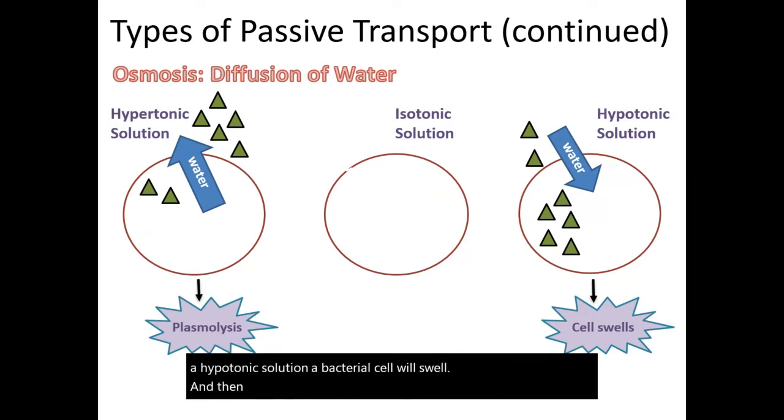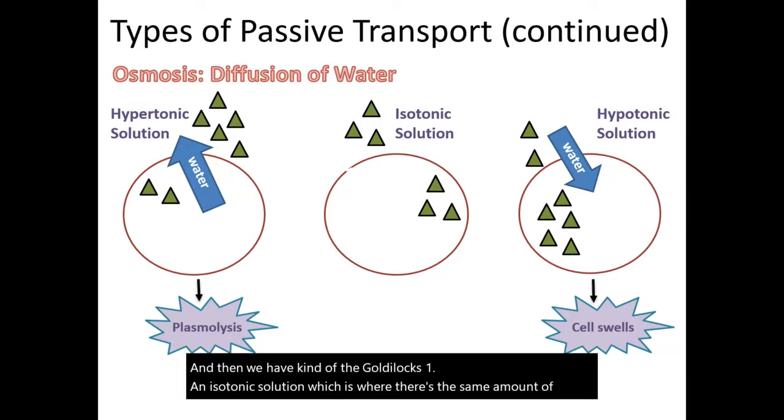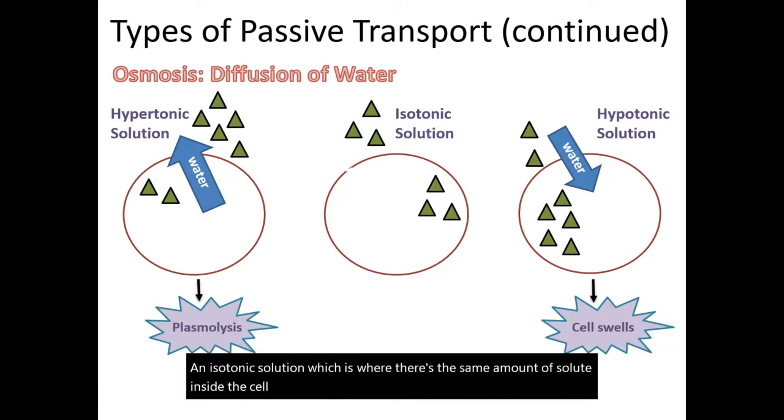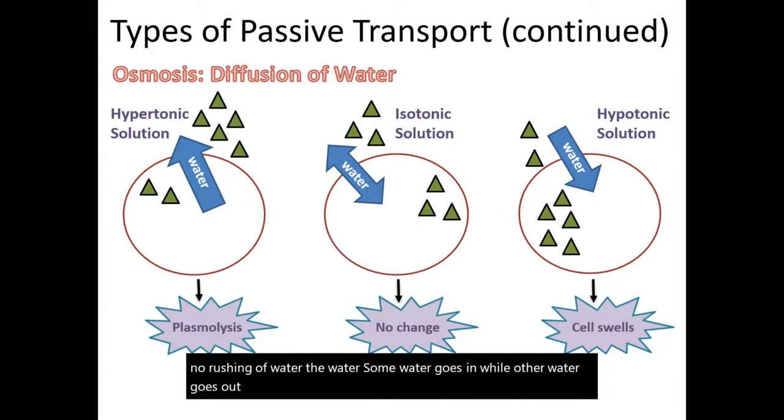And then we have kind of the Goldilocks one, an isotonic solution, which is where there's the same amount of solute inside the cell compared to outside the cell. And so in this case, there is no rushing of water. Some water goes in while other water goes out. So there's really no change to the prokaryotic or eukaryotic cell. Same thing in this situation.